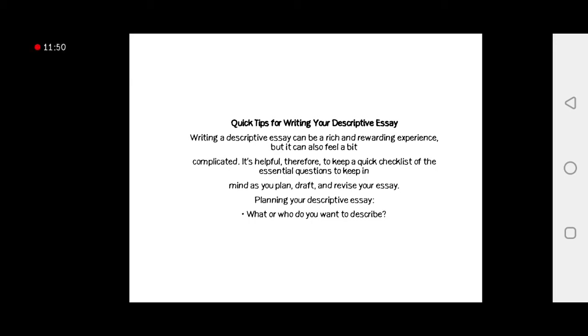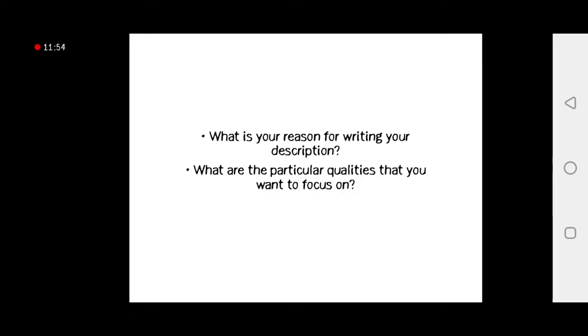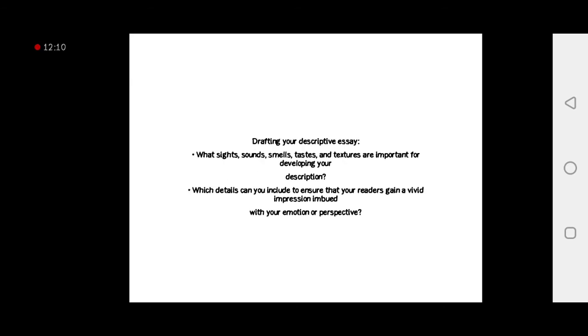So here are the 3 tips you must follow. You must plan, you must draft, and you must revise your essay. Always ask yourself, why am I writing this essay? What are the particular qualities of this person, the object, the place that I want to focus on? When you decide what the particular qualities you want to focus on are, you have a cohesive work.